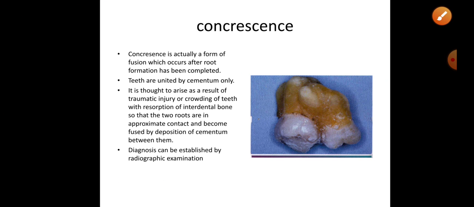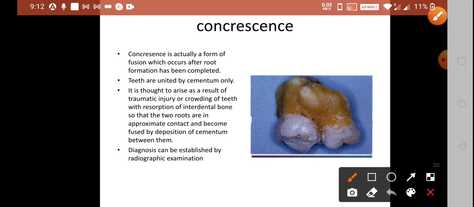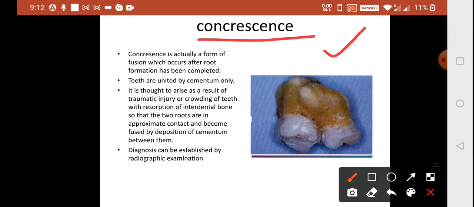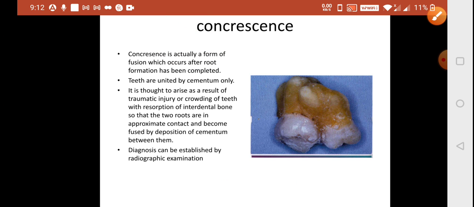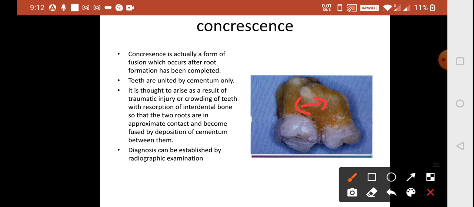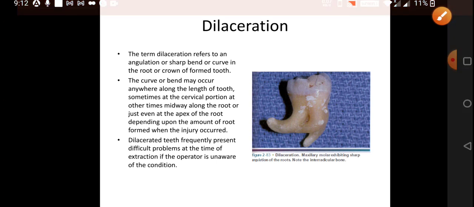So the simple question: what can be the etiology of concrescence, when the teeth are united together by the cementum? You can remember it like C for concrescence and C for cementum. Very easy to remember. So it is going to be concrescence, and they can give you a picture like this where you can very beautifully appreciate that they are united together by the cementum.